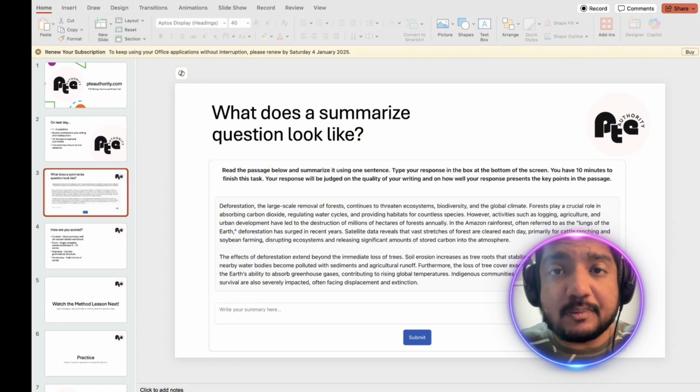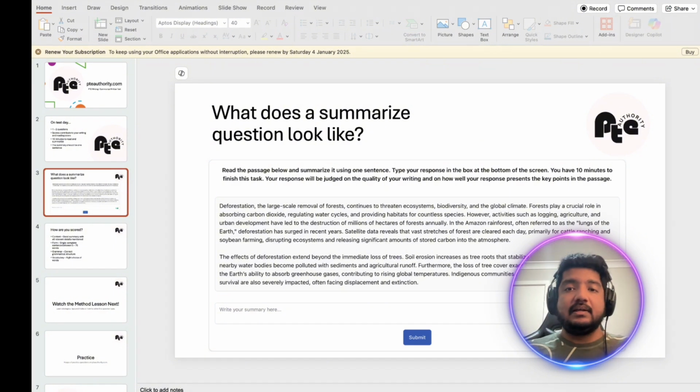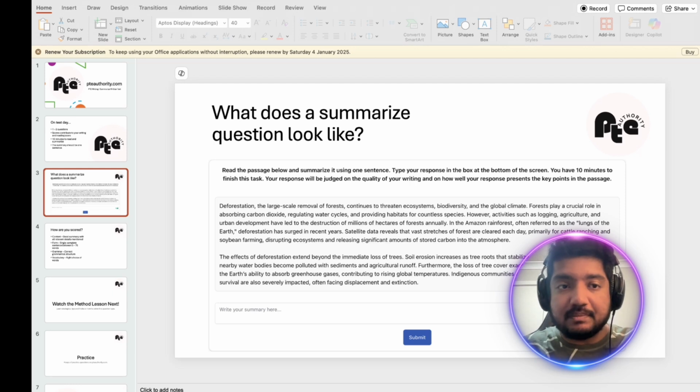So what does a summarized question look like? It's exactly as it is shown in the diagram below. You will have the instruction line at the top, which is in bold, which says read the passage below and summarize it into 1 sentence. You should write the response in the box provided at the bottom of the screen. You'll have 10 minutes to finish the task.